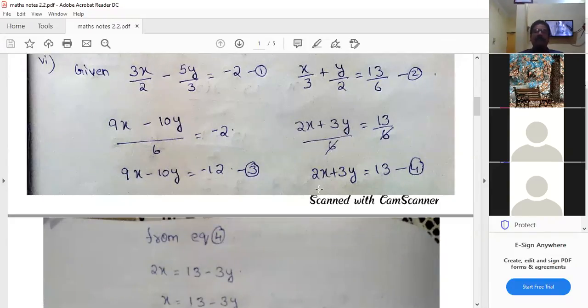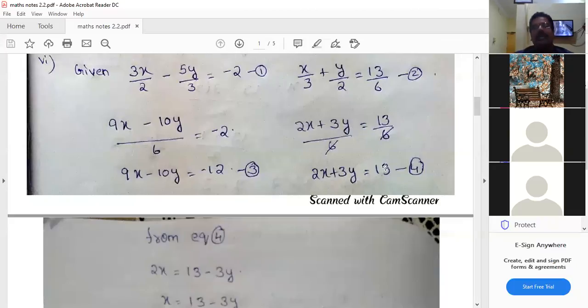Then my simplified equation is 2x plus 3y equal to 13. These are the two equations I got. Now I have to take any one of the equations, whichever is simple. Here 9, 10 are there, but here 2, 3 are there. So I thought this fourth equation is the simple one, so this I am selecting.